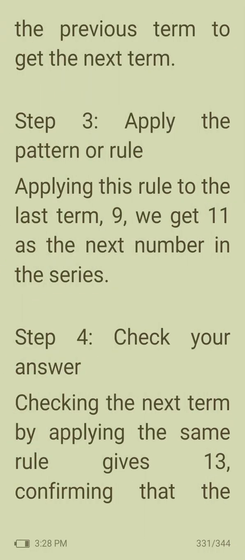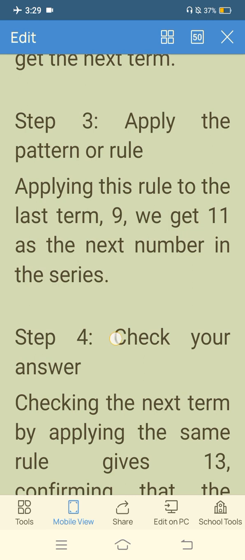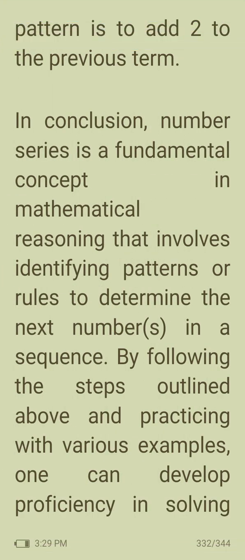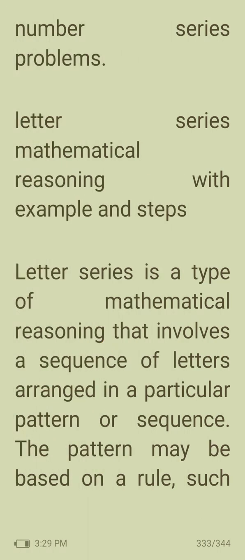Step 3. Apply the pattern or rule. Applying this rule to the last term 9, we get 11 as the next number in the series. Step 4. Check your answer. Checking the next term by applying the same rule gives 13, confirming that the pattern is to add 2 to the previous term. In conclusion, number series is a fundamental concept in mathematical reasoning that involves identifying patterns or rules to determine the next number in a sequence. By following the steps outlined above and practicing with various examples, one can develop proficiency in solving number series problems.